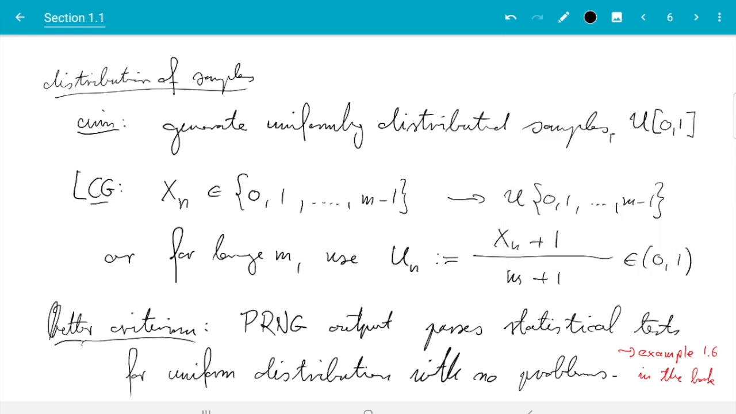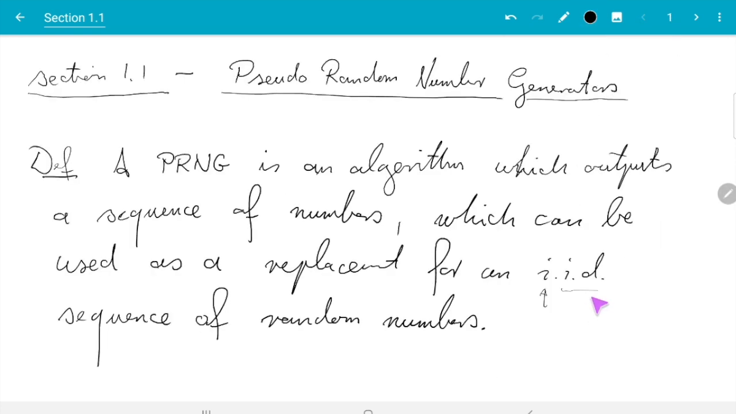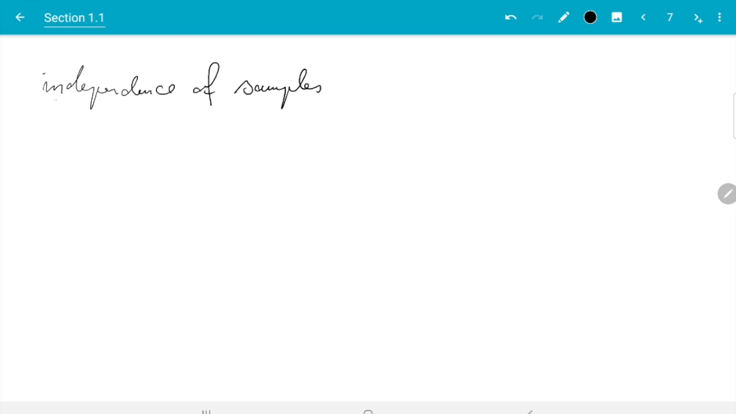Good. Now, when we looked at this definition, I said we still need to talk about this I here, the independence of samples. We said the output will be used as a replacement for an IID sequence. So do these samples look like they are independent?